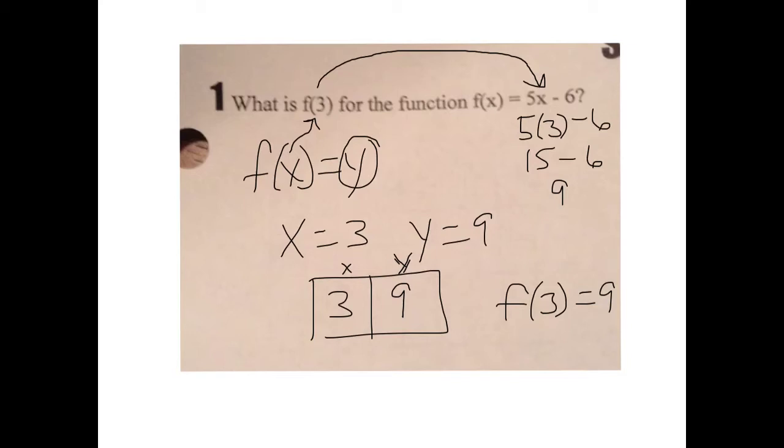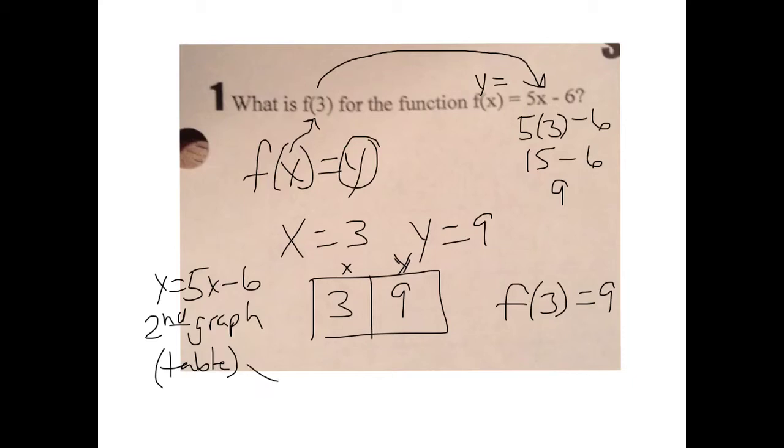Okay. Some ways to do it in the calculator. Since f of x is the same as y, you can go to y equals on your calculator and type in 5x minus 6 and do second graph to bring up the table. And you could just look in your table to see what goes with 3. So that's a couple of different ways to go about that problem.